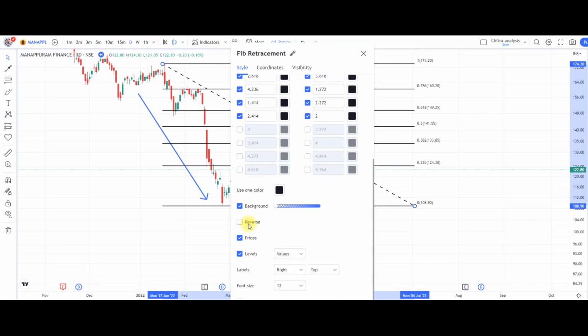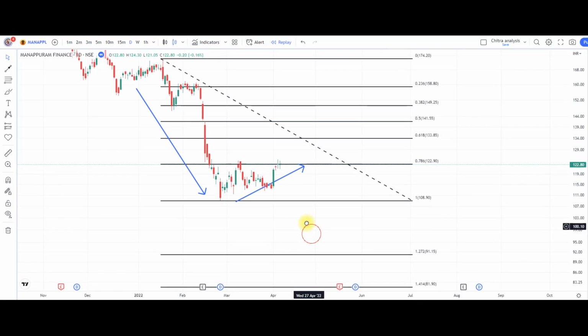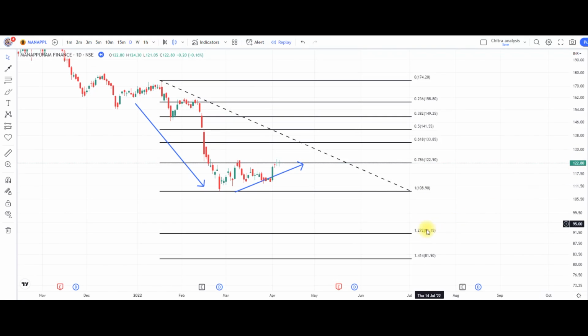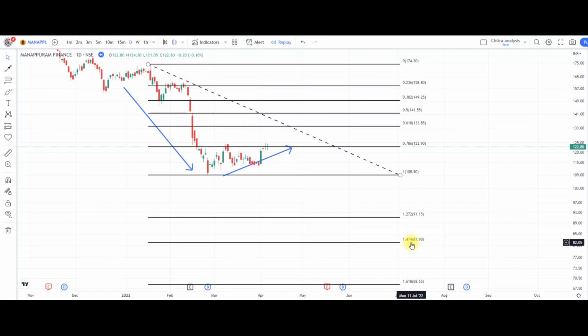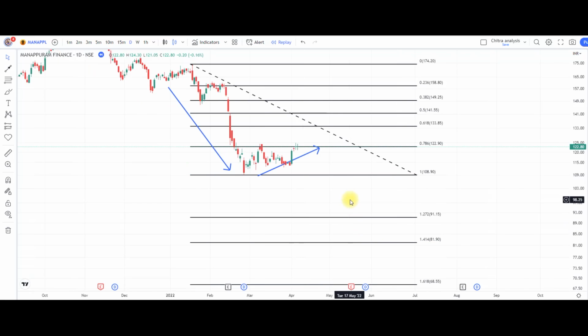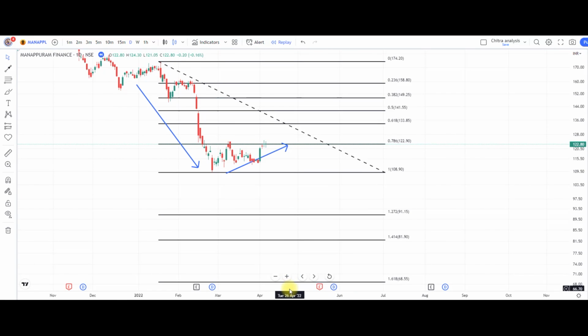As I told you before, click on reverse in the Fibonacci settings, and click on OK. So first target can be this one, 91.5, and the second target is 81.90. So we'll see whether we achieved a target or not.